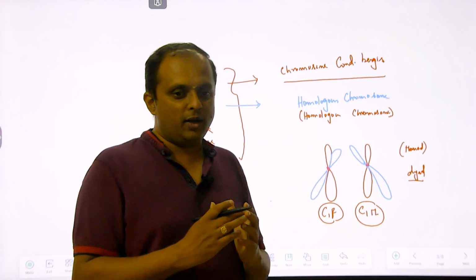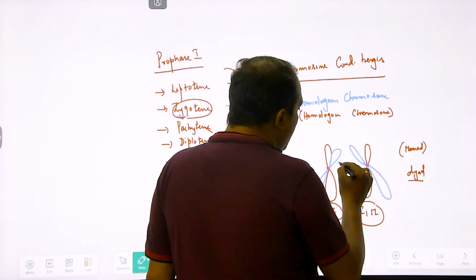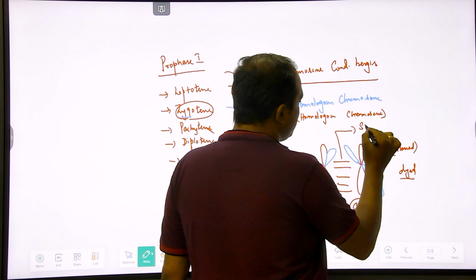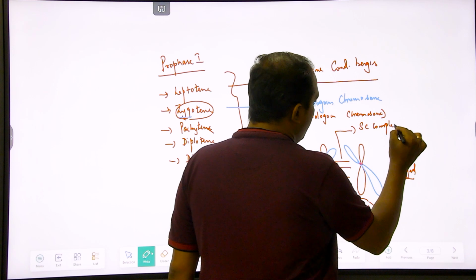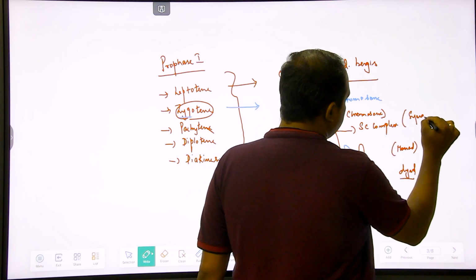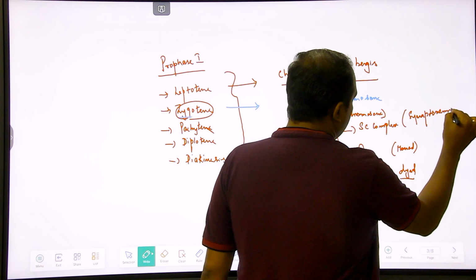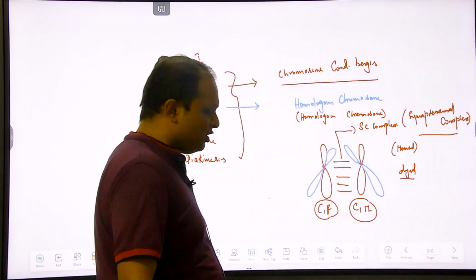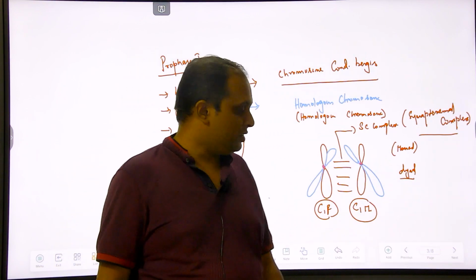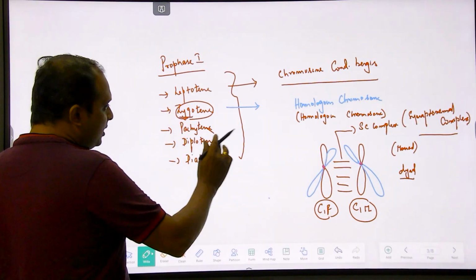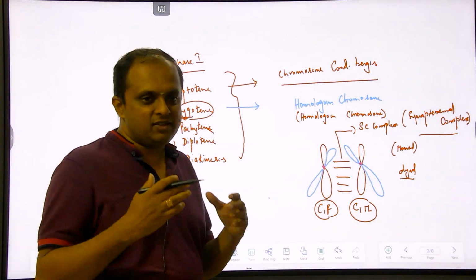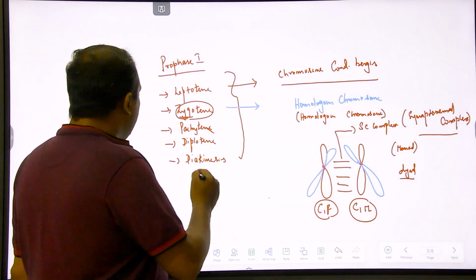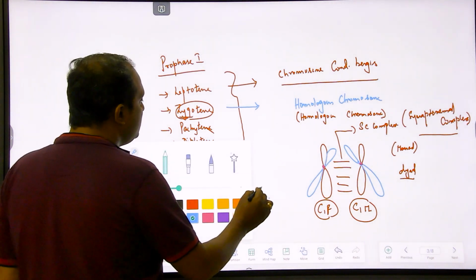So this union is what is going to happen, and this is enabled by a ladder shaped structure which is called as SC complex, and the SC can be expanded as synaptonemal complex, right? So this is what is going to happen in zygotene stage. You could easily remember the event in zygotene phase as zygo means union. Here the union of two homologous chromosomes is expected. And the next phase is going to be the pachytene stage, right?